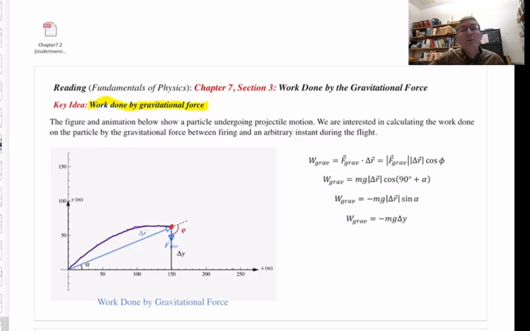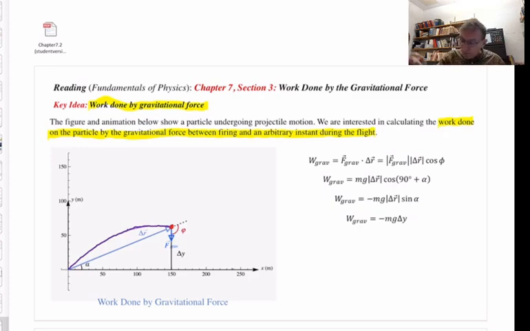How much work has the gravitational force done on this particle from the starting point to this point? That's my question. As I write here, we are interested in calculating the work done on the particle by the gravitational force between firing and an arbitrary instant during flight, which I've just drawn there. So I'm going to take us through the calculation. It's actually no new physics. It's the physics of the previous video lectures, that is to say, calculating work done by a constant force.